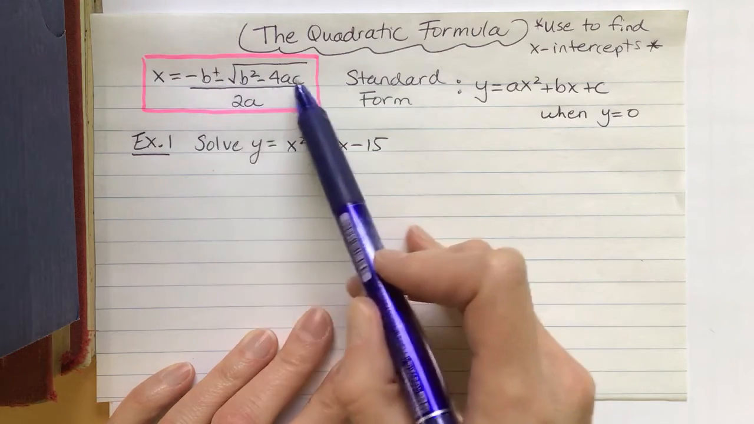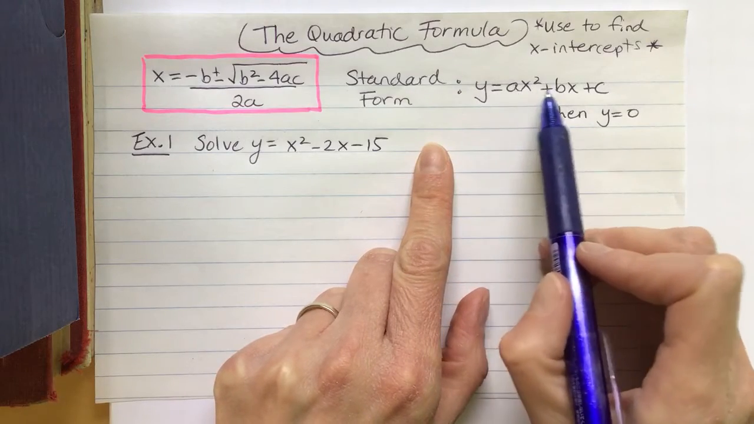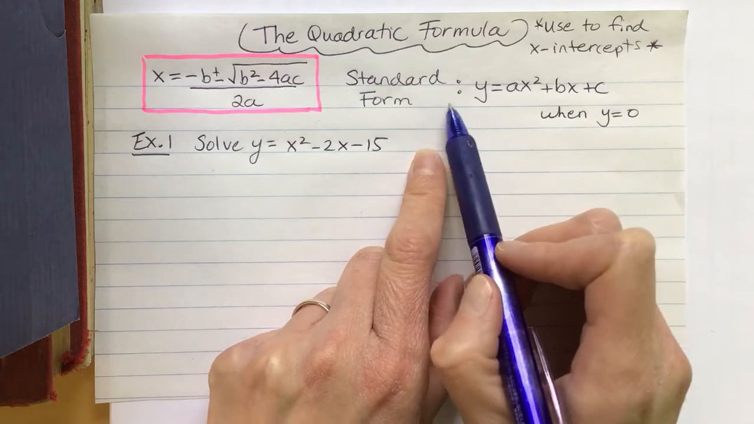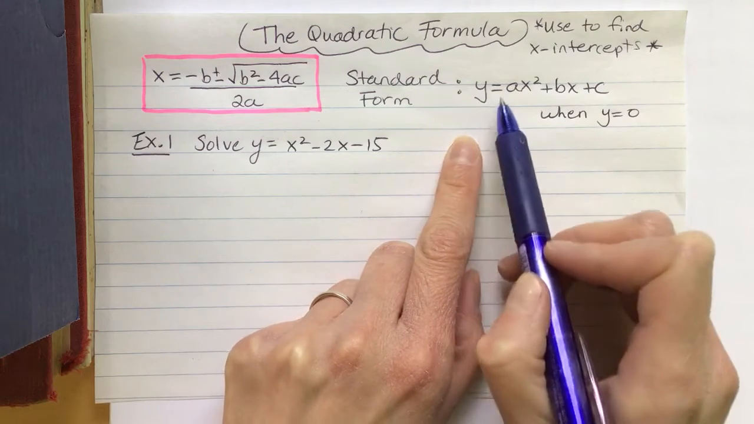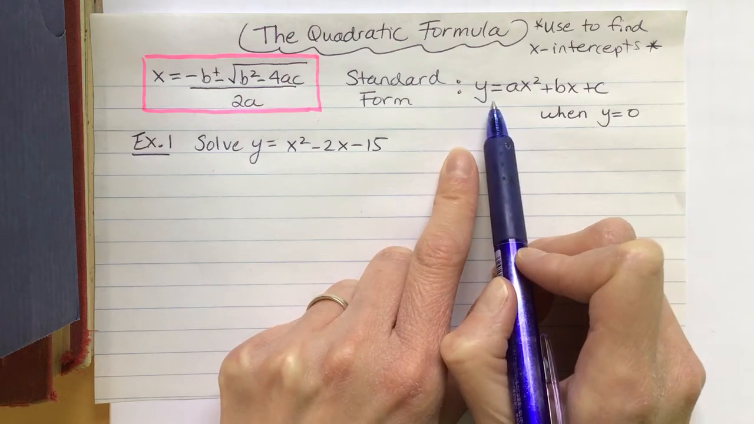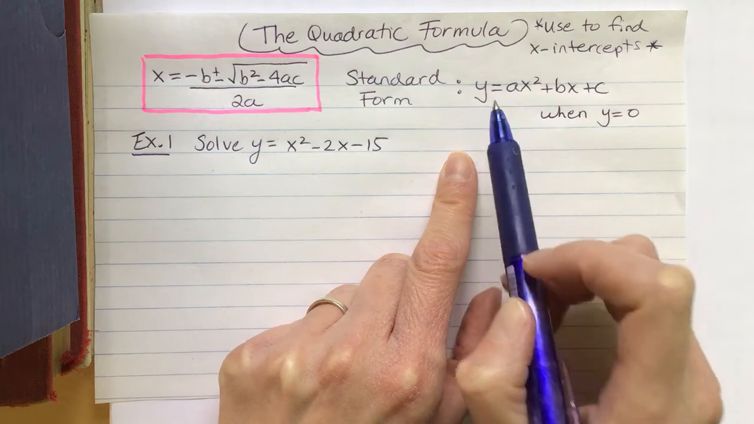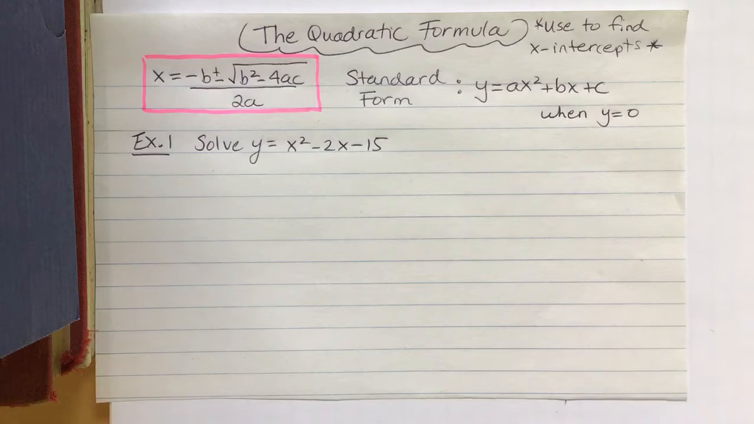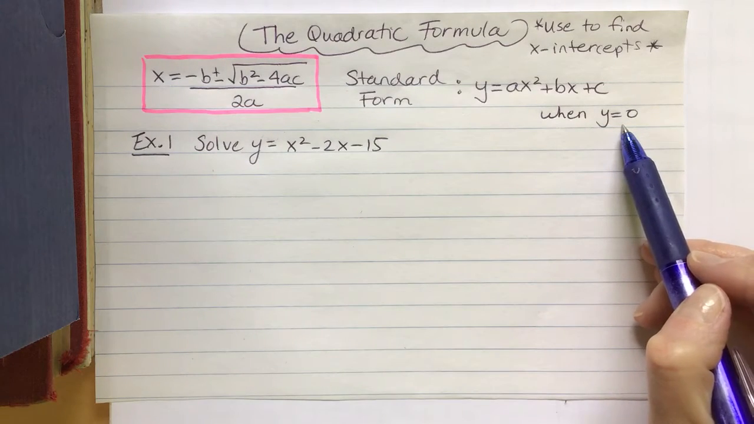Now the a, the b, and the c all correspond to either coefficients or constants when we have our quadratic equation in standard form. And remember, standard form is y is equal to ax squared plus bx plus c. And when we're solving for x, so we're solving our equation, we are setting y equal to 0.